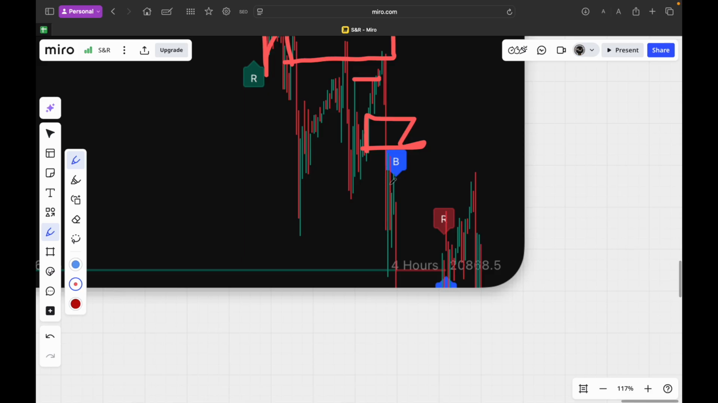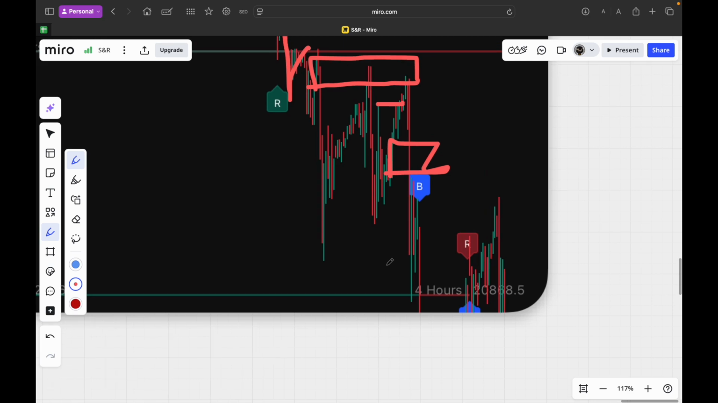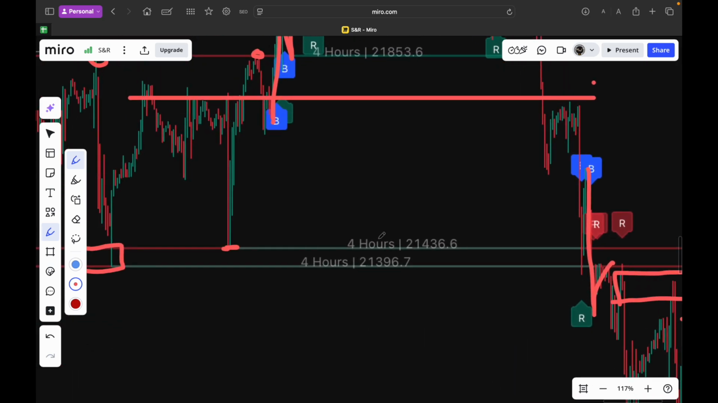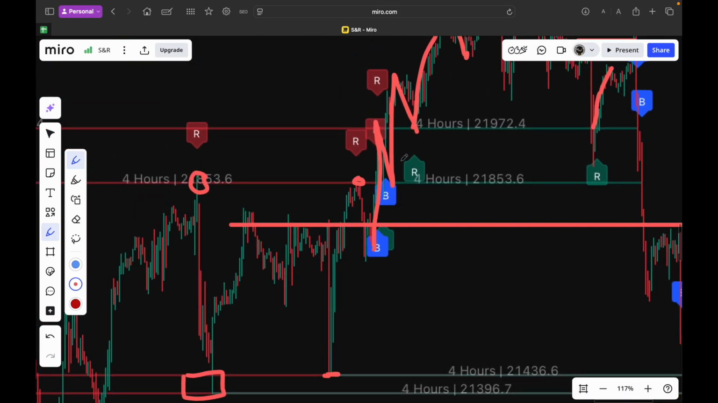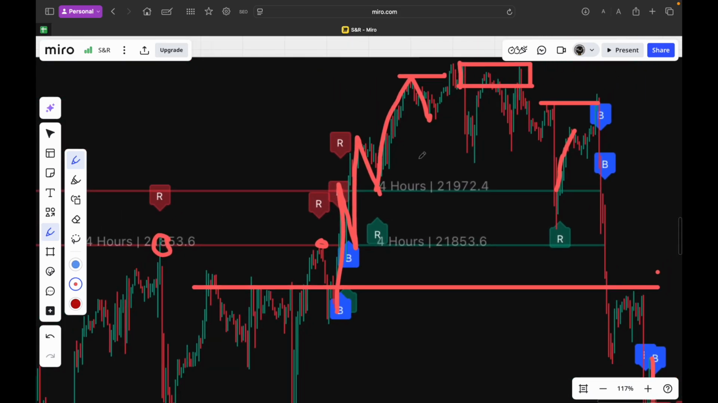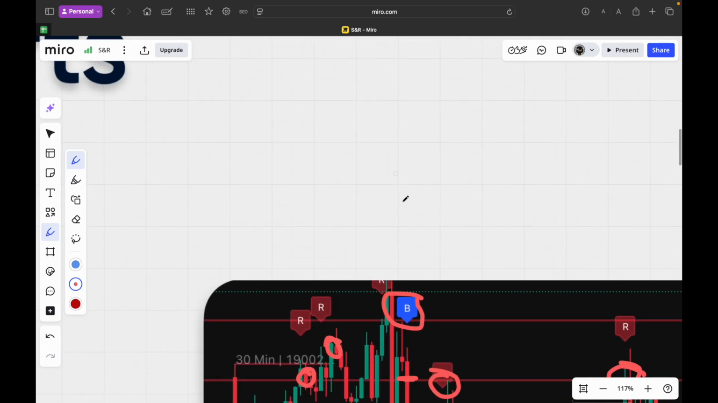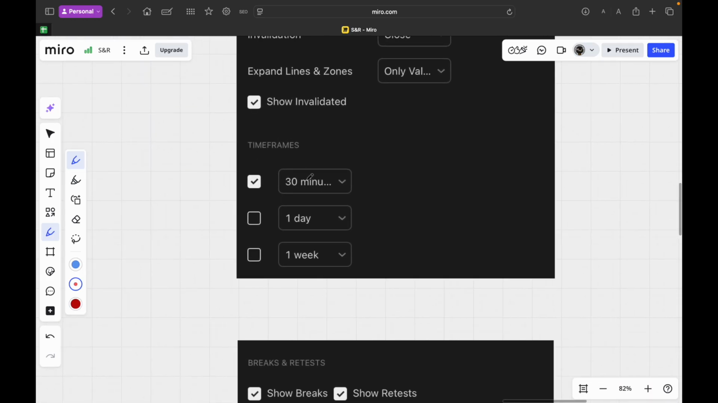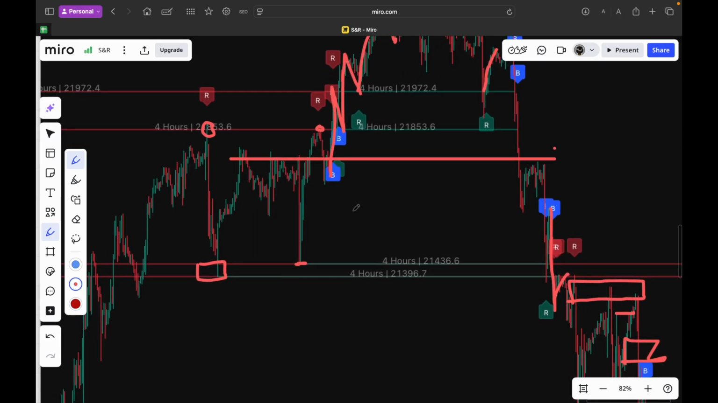Price came down, retested into our level right over there on a 4-hour chart. So here you can see these levels are from the 4-hour chart, but I am on the lower time frame, and this is where this setting helps you. So you can show the 4-hour levels, and then go to the lower time frame to find your entries.